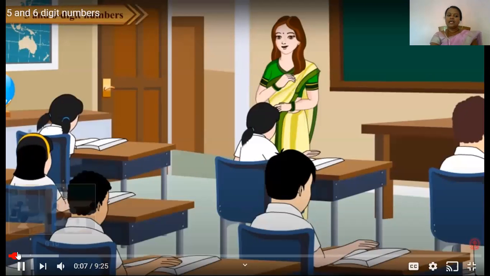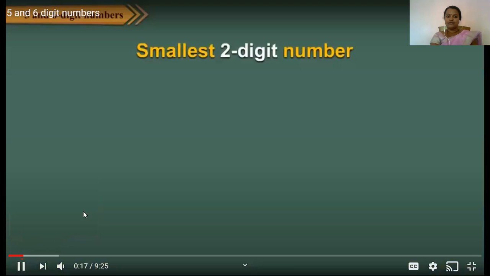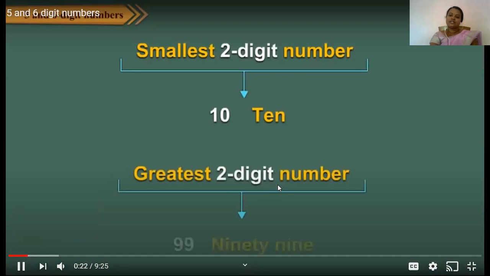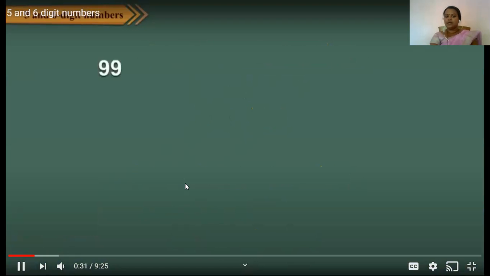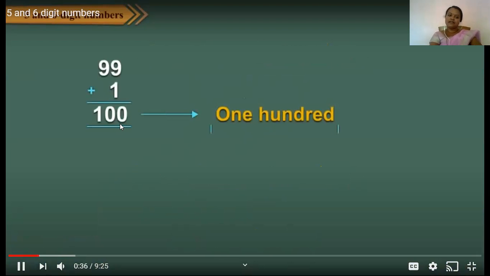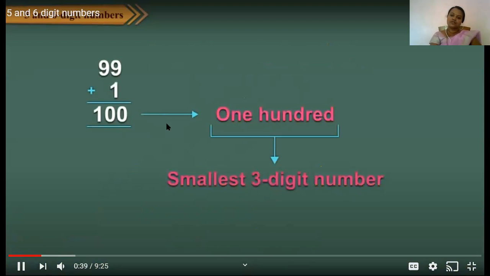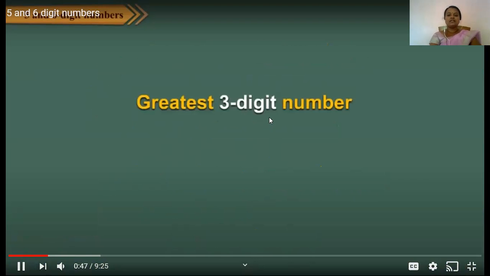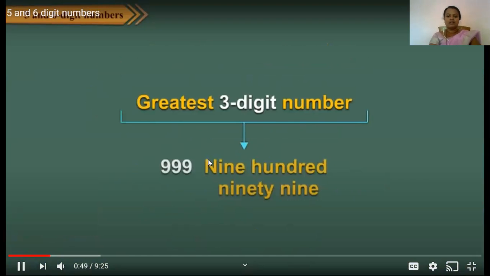Here we have some numbers. If you consider the smallest 2-digit number, that is 10, and the greatest 2-digit number formed is 99. So this is the number format where you learned about the smallest and greatest. Similarly, if I continue, the greatest two-digit number when added with 1, I will get 100, which is the smallest three-digit number. The greatest three-digit number is 999.